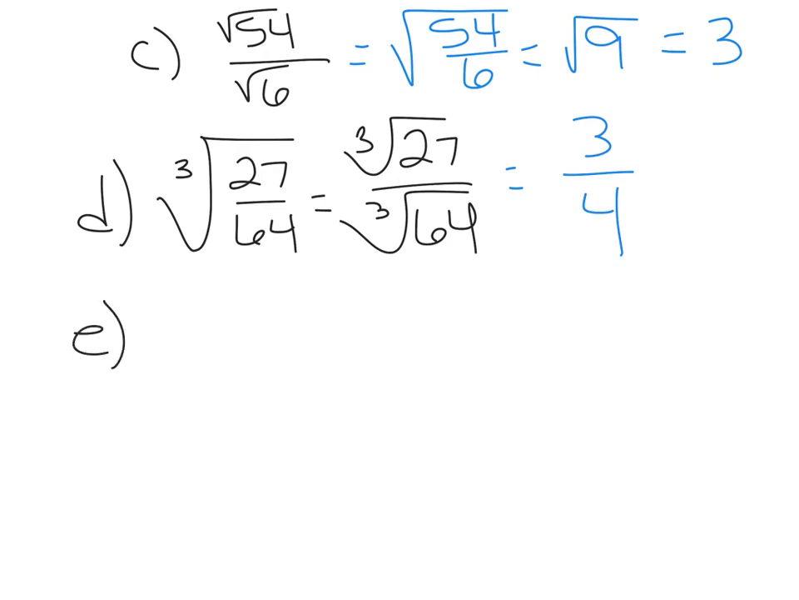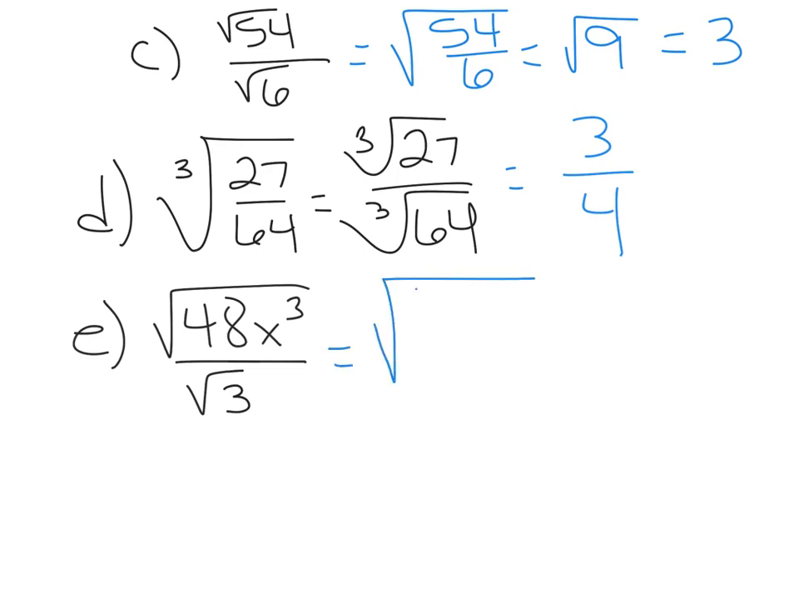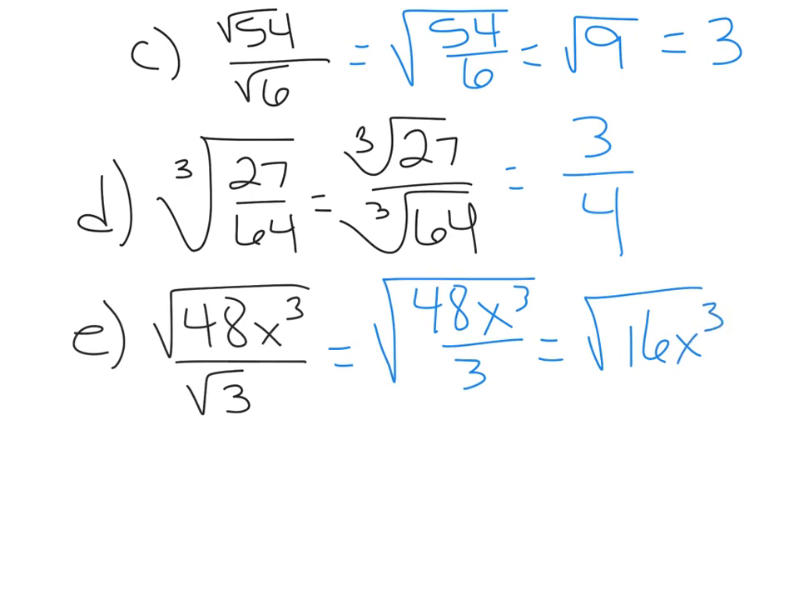Letter E is the square root of 48x cubed over the square root of 3. And this is similar to example C. I'm going to figure it almost the same. 48 is divisible by 3. So it is beneficial to put this back together and make one fraction out of it. 48x cubed over 3. And then you can simplify that fraction to make 16x cubed. 48 divided by 3 is 16.